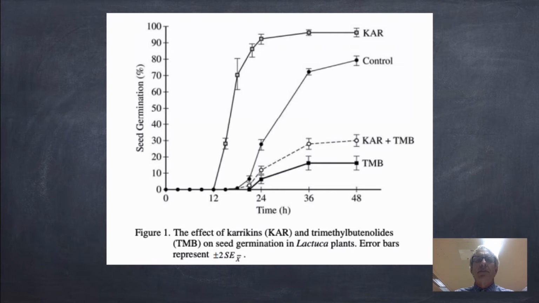The caption: the effect of karrikins, KAR, and trimethylbutenolides, TMB, on seed germination in Lactuca plants. Error bars represent plus or minus 2 standard errors of the mean. You don't need to know what a Lactuca plant is. You just need to know it's a plant. It produces seeds. You don't need to know what karrikins and TMBs are. That's going to be explained to you.